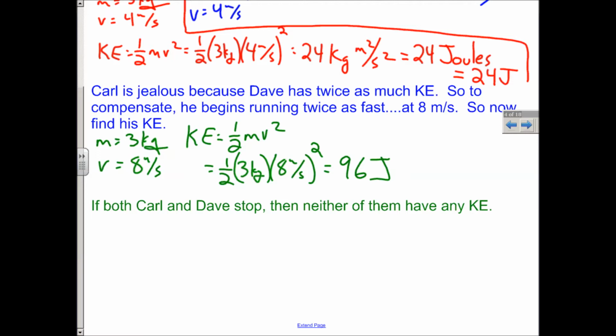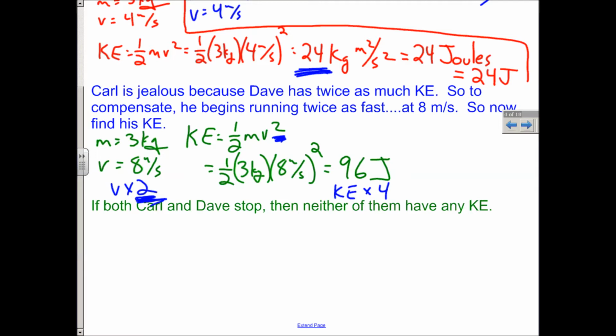Look what happened. We doubled our velocity, but our kinetic energy went from 24 to 96. Our kinetic energy got multiplied by 4, which happens to be, and there's no coincidence behind this, 2 squared. Okay? Because we square the velocity, any change in velocity affects the kinetic energy twice. So if you double the velocity, the kinetic energy gets doubled twice.